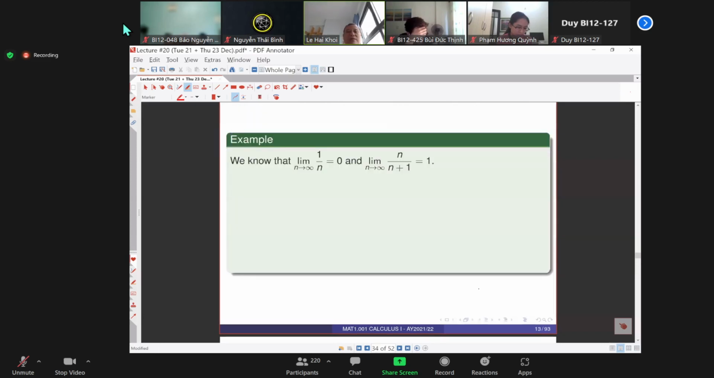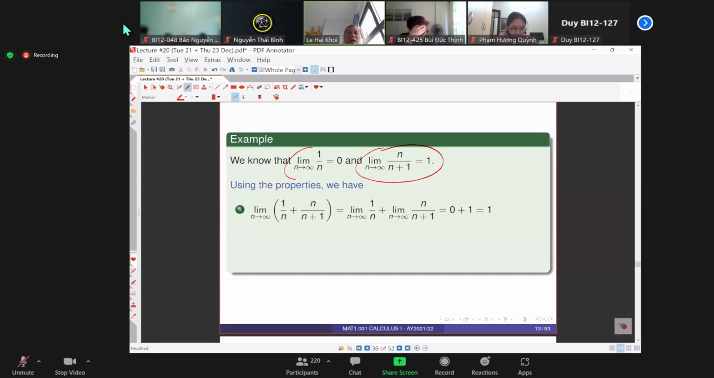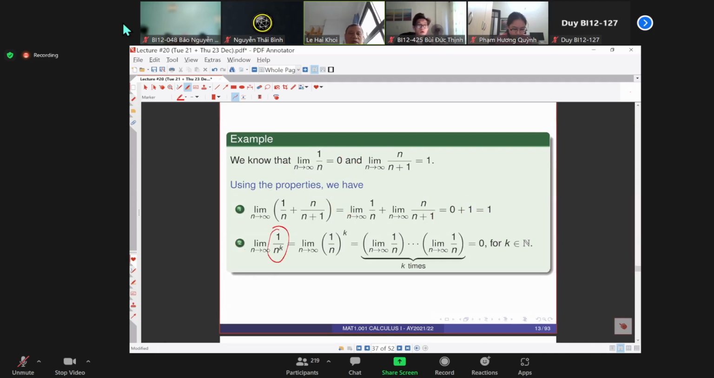Okay? So, for example, we know that 1 over n tends to 0. Then how about that? You can think using properties. You can write this one also. Very easy to check. Both are 0 and 1. In this case, if you take the sum, you can split up to the sum of two limits, which is 0 plus 1, and you have 1. The other, if you want to have this one, you consider as product of 1 over n k times, and then the limit each time.